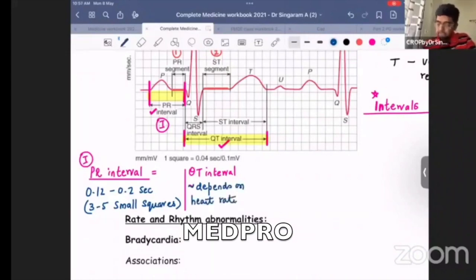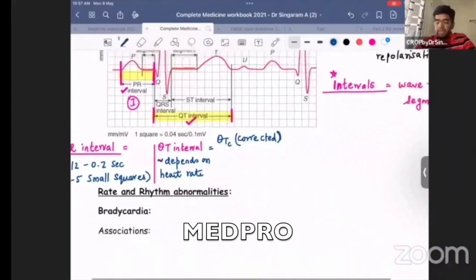That is why we always call this interval not just QT interval. We call it QTc. C is something like corrected. Any idea what it is corrected for? It is corrected for the heart rate. Depending on the heart rate, we will calculate the QT interval. QT is dependent on the heart rate. That is a point to be noted.